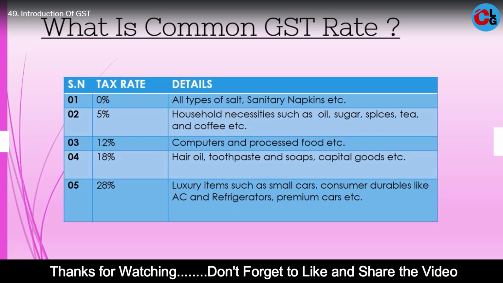The 0% tax rate is implemented on items like salt, sanitary napkins, etc. The 5% rate is usually implemented on household necessities such as oil, sugar, spice, tea and coffee, etc. The 12% tax rate is usually implemented on computers and processed foods, etc. Then the 18% tax rate is implemented on hair oil, toothpaste, soap, capital goods, etc. The 28% tax rate is implemented on luxury items such as small cars, consumer durables like AC and refrigerators, premium cars, etc.